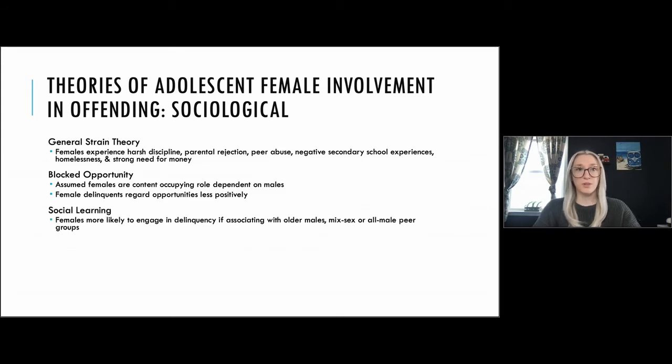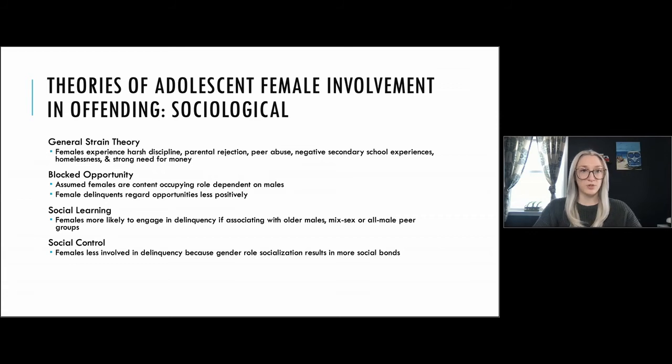So females are more likely to engage in delinquency if they're associating with older males, if they have mixed sex or all male peer groups, as opposed to just having female peers. And then social control says that females are less involved in delinquency because gender role socialization results in more social bonds, so that females don't engage in delinquency as frequently as males do, because, again, going back to one of the earlier slides, their focus is on relationships and connectedness with others, so they're forming bonds with social institutions, so they're less likely to engage in delinquency.